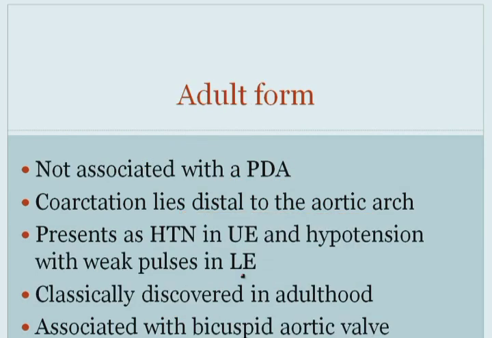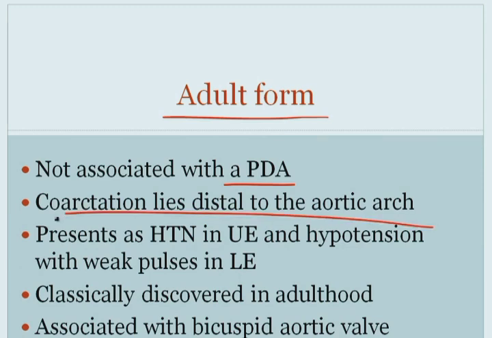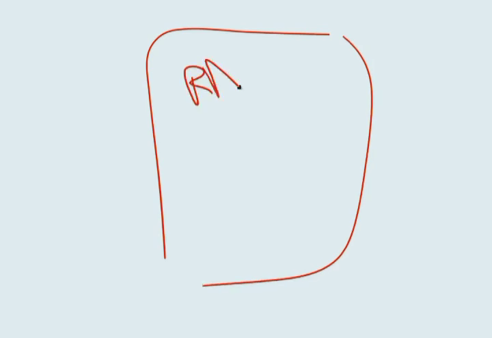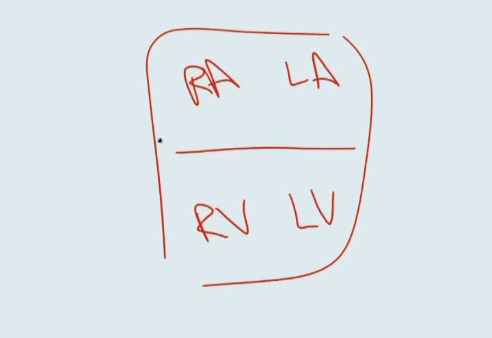Now there is another form of coarctation called the adult form. This is not associated with the PDA. You simply just get this coarctation that lies distal to the aortic arch. And so let's just quickly illustrate what this would look like. And again, you've got a right atrium and a right ventricle, left atrium and a left ventricle, and here is the aorta coming off. These are the major branches coming off, and then finally you've got the coarctation right here.